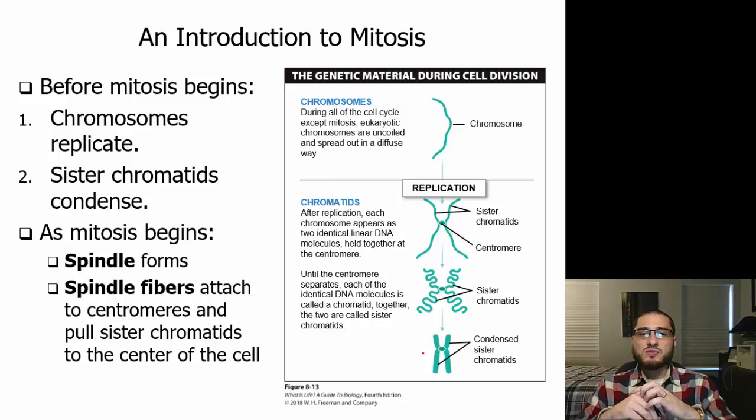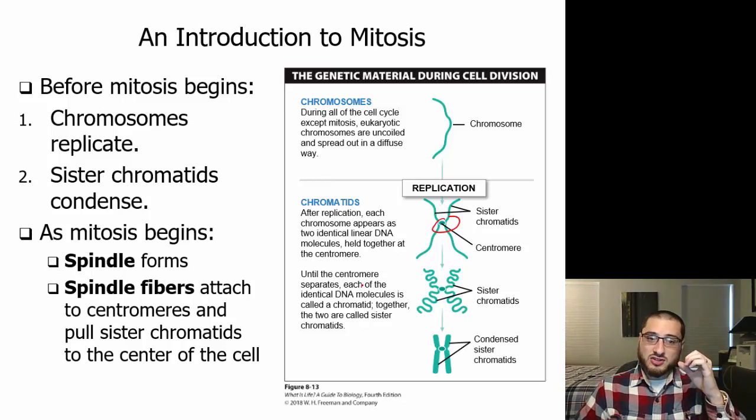So during all of the cell cycle except mitosis, eukaryotic chromosomes are uncoiled and spread out in a diffuse way. During replication, after replication each chromosome appears as two identical linear DNA molecules held together at the centromere. This holds together these sister chromatids, and eventually the centromere separates, and each of the identical DNA molecules is called a chromatid, and together the two are called sister chromatids. When you split them, they're just called chromatids.